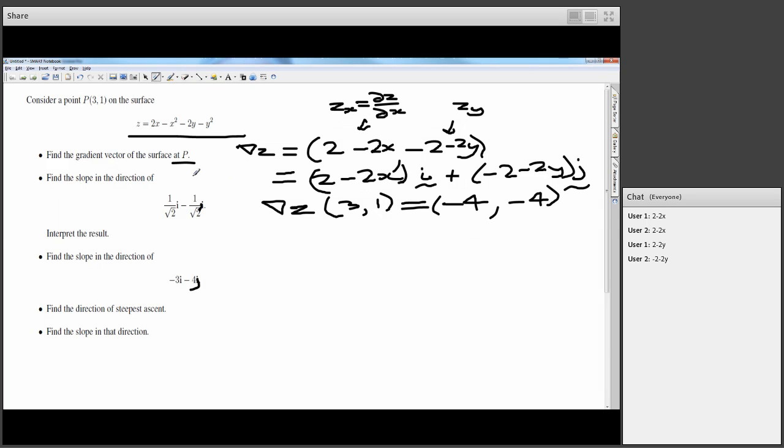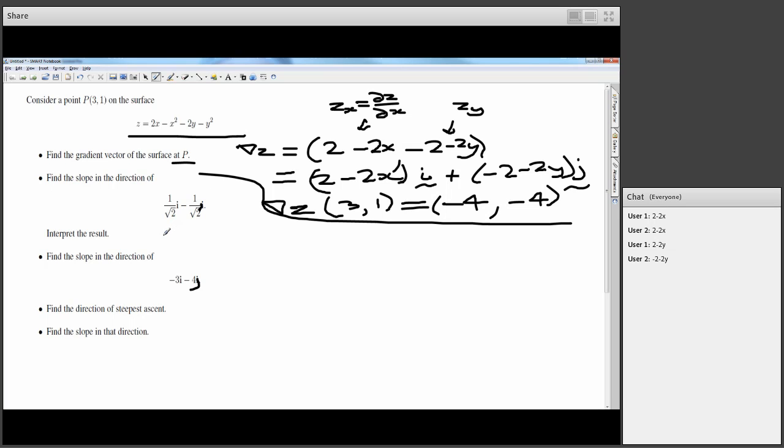So that's the first bit. Now we have the gradient vector at the point, we can do stuff with it. So it says, let's find the slope in the direction of a given vector. So this is a vector. The first component is 1 over root 2. The next one is minus 1 over root 2.